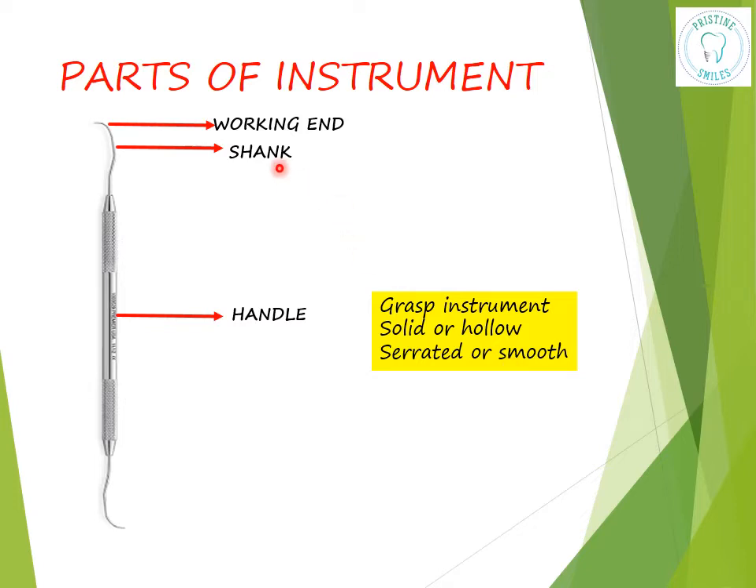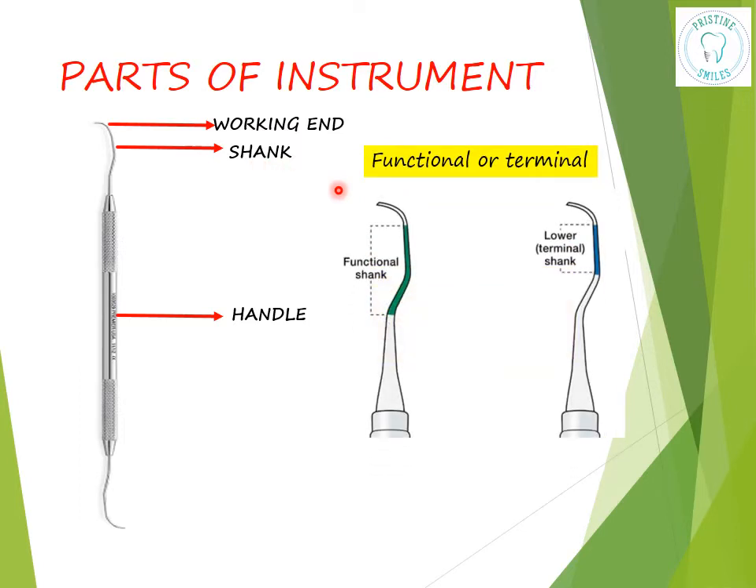The shank. The shank connects the handle to the working end. It allows for easier adaptation of the working end to the tooth surface. It can be functional or terminal. The functional shank extends from the working end to the shank bend closest to the instrument handle, whereas the terminal shank extends between the blade and the first bend. A long functional shank is used for posterior surfaces, whereas instruments with a short functional shank are used for anterior teeth.